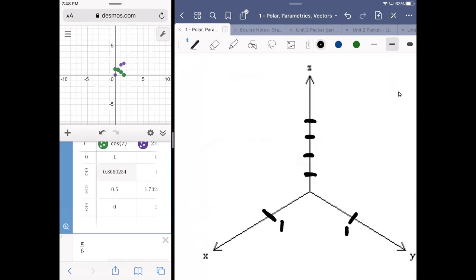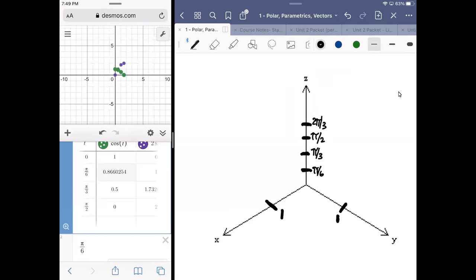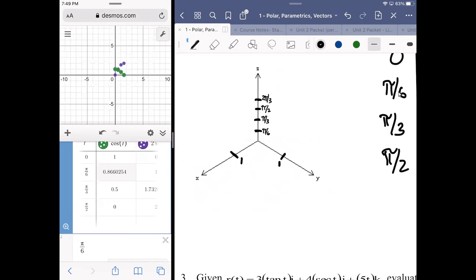And then, for the z direction, we have to go in terms of pi. So we're looking at pi over 6, pi over 3. Pi over 3 is double pi over 6, so that's fine. The next one would be 2 pi over 3. Actually, no, it wouldn't. It should be pi over 2. And then 2 pi over 3. 30, 60, 90, 120. Right? So we have those metrics included, so we're good there.